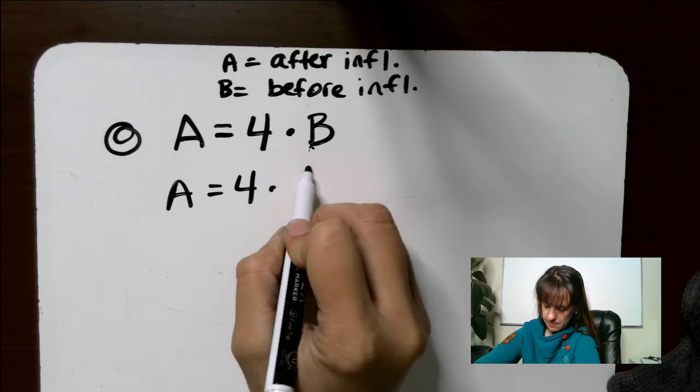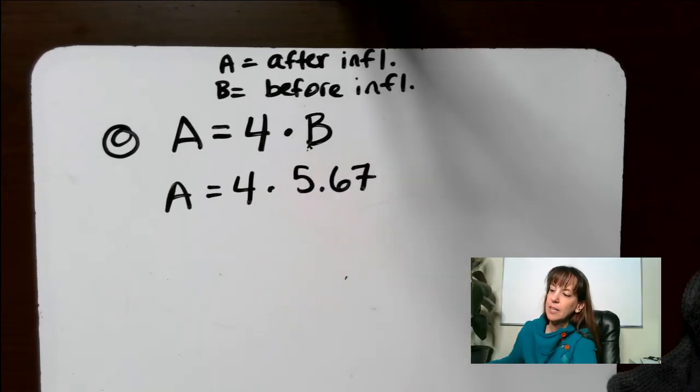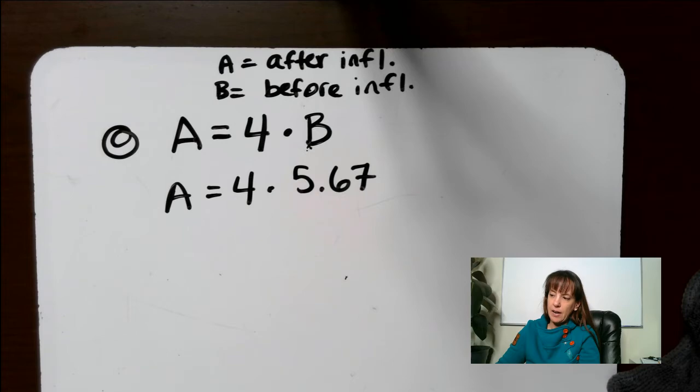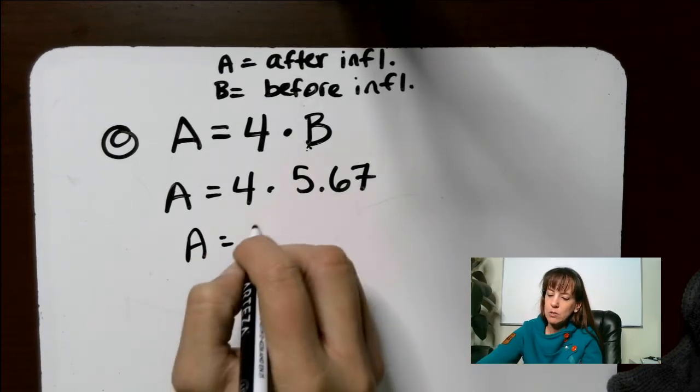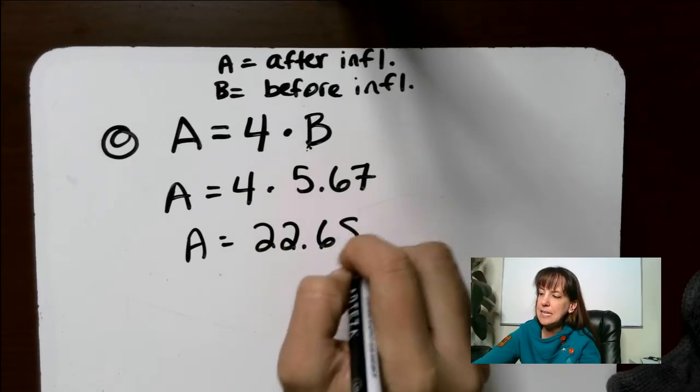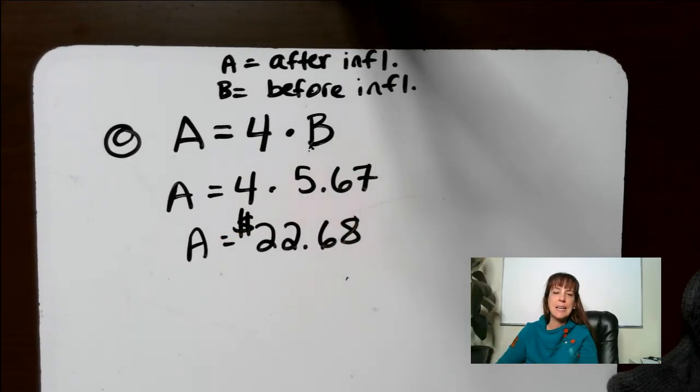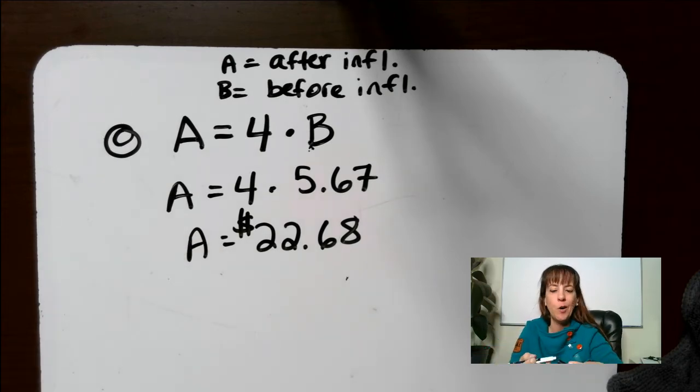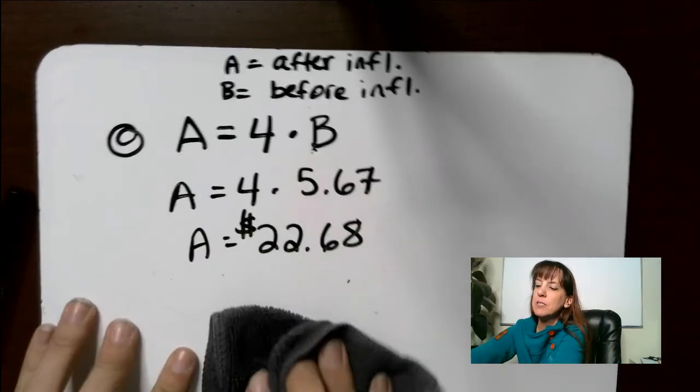Times 5.67. So on our calculator, let's go ahead and do 5.67 times 4. We get A equals $22.68 after inflation. All right, guys, if you have any questions, let me know. Otherwise, fantastic work, and I will see you in the next lesson.